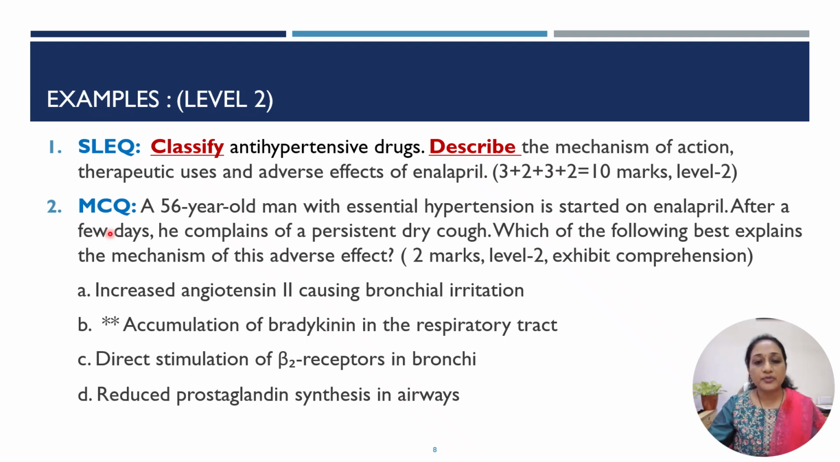Another example of an MCQ at level 2, this is a scenario-based MCQ, and now that the MBBS 2024 guidelines by the NMC state we need to have scenario-based MCQs, this stands as an example for creating such ones. A 56-year-old man with essential hypertension is started on enalapril. After a few days, he complains of persistent dry cough. Which of the following best explains the mechanism of this adverse effect? It's a 2-mark MCQ at level 2.